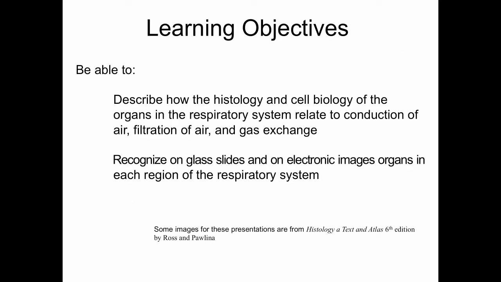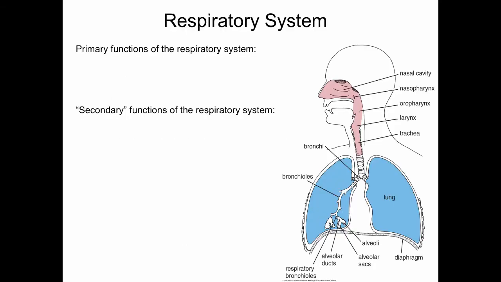So your learning objective for these podcasts, you should be able to describe how the histology and cell biology of the organs in the respiratory system relate to the conduction of air, the filtration of air, and gas exchange, and you should be able to recognize on glass slides and on electronic images organs in each region of the respiratory tract. And we can think of the primary functions of the respiratory system as air conduction, air filtration, and gas exchange. And that gas exchange is technically respiration, and that occurs in the alveoli.